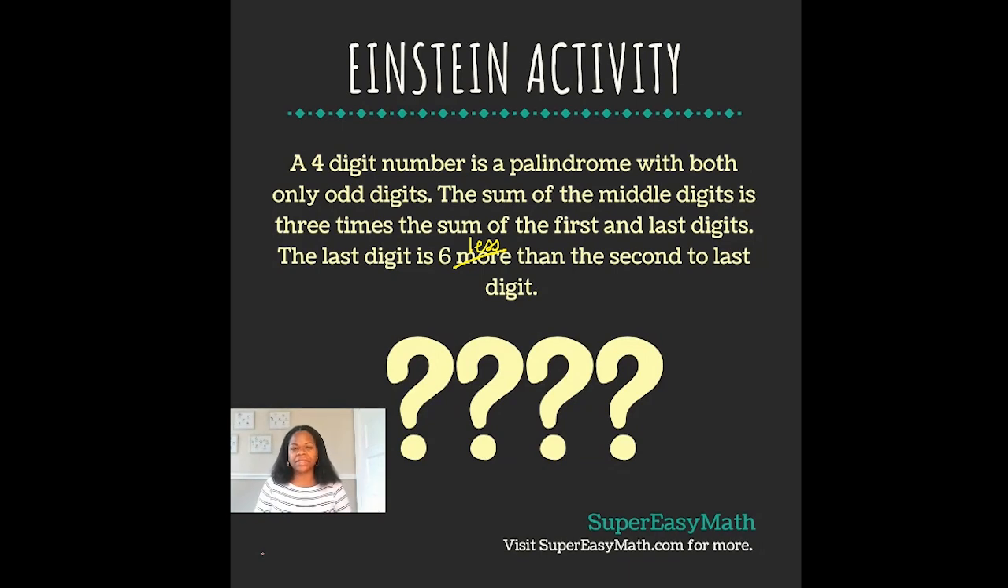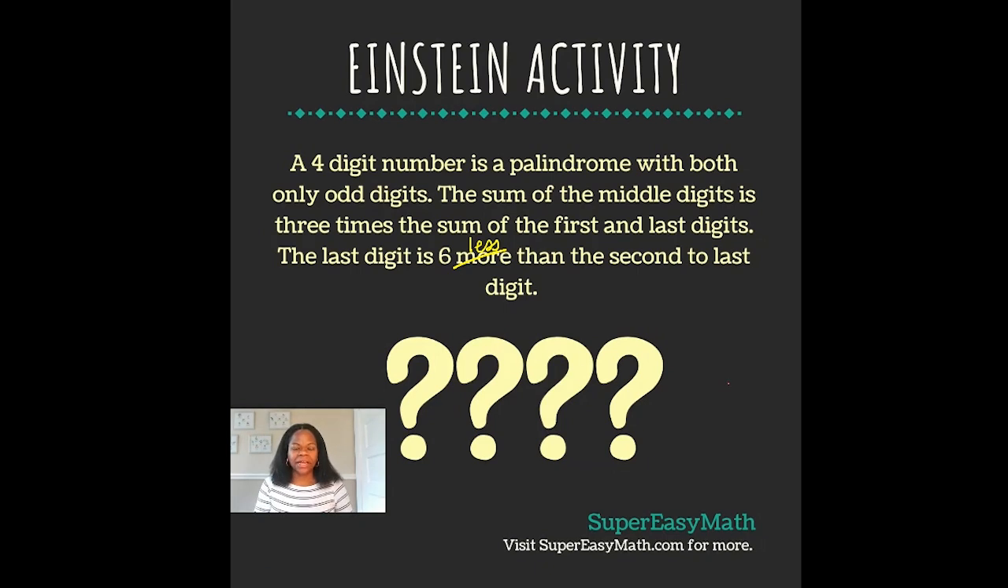Today's Einstein activity says a 4-digit number is a palindrome with only odd digits. The sum of the middle digits is 3 times the sum of the first and last digits. And then I had a typo in this last sentence, so I'm changing it today. It says the last digit is 6 less than the second to last digit. Sorry about that if you were confused and you couldn't figure it out.